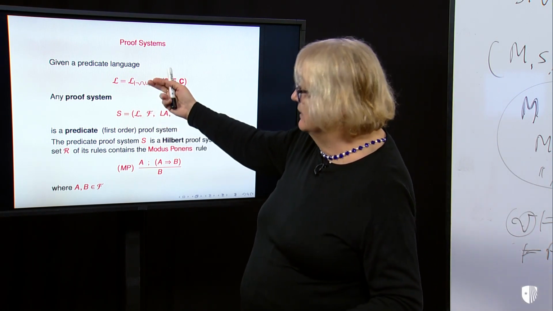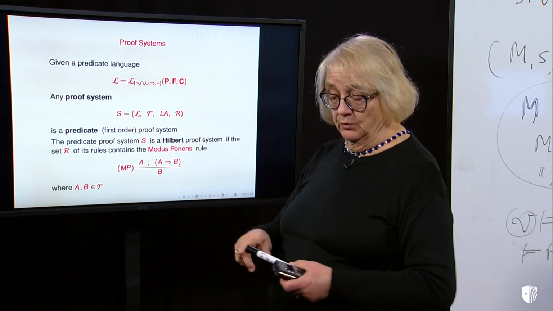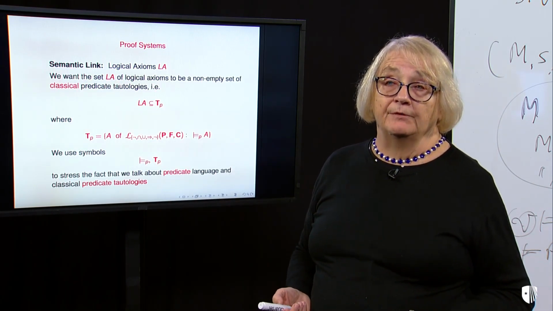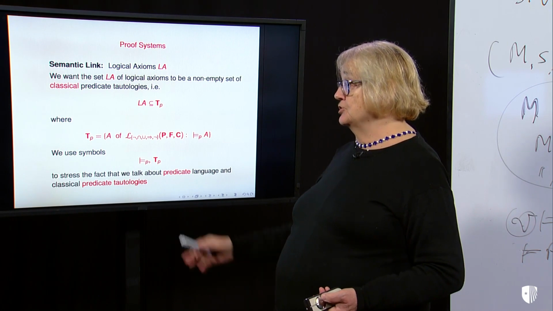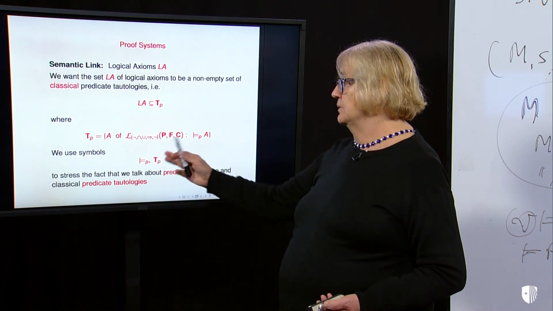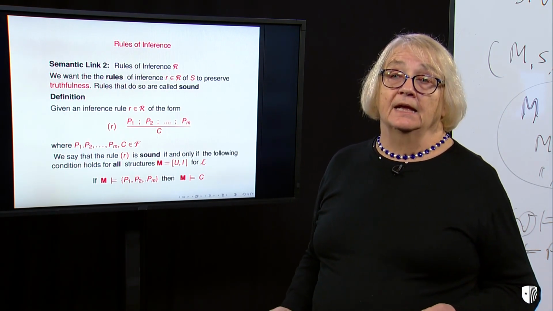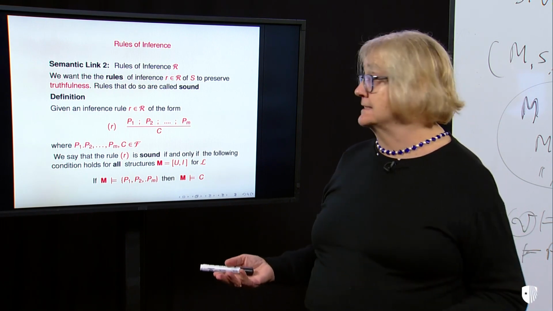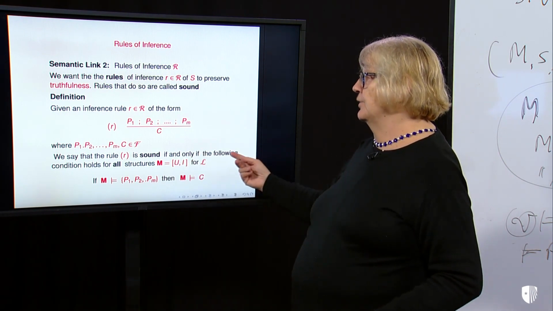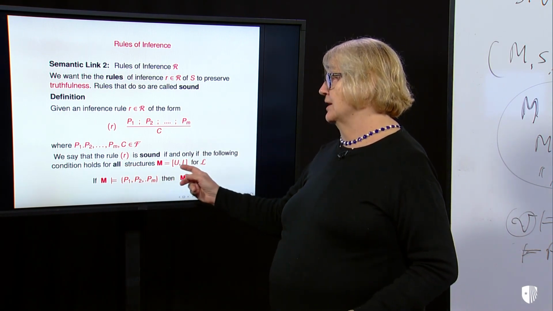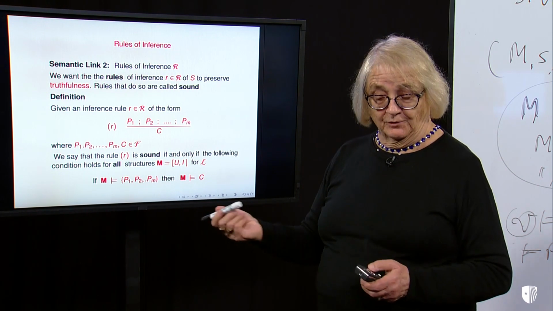A proof system is a language, now a language with a set of formulas, logical axioms. A Hilbert proof system has modus ponens. So we have what we had before. The logical axioms are now predicate tautologies of that particular language. And of course, we say that a rule is sound. An inference rule is sound if and only if, for all structures, if M is a model of the set of all premises, then M is a model of the conclusion.